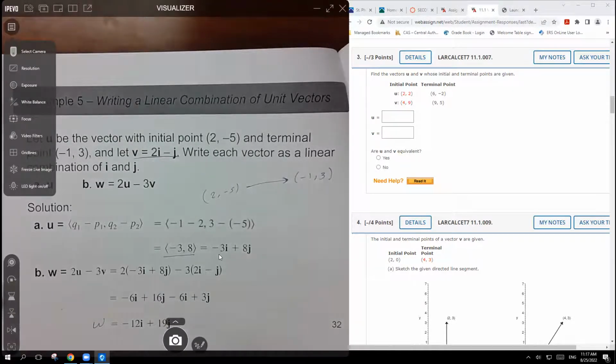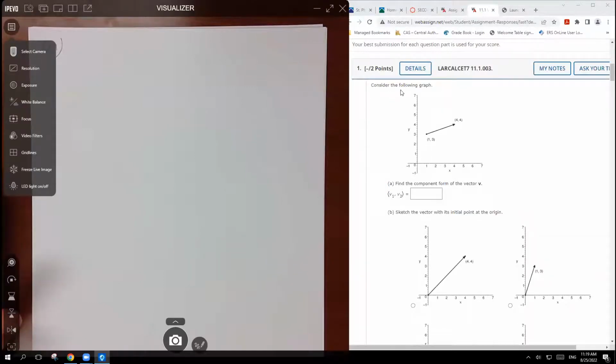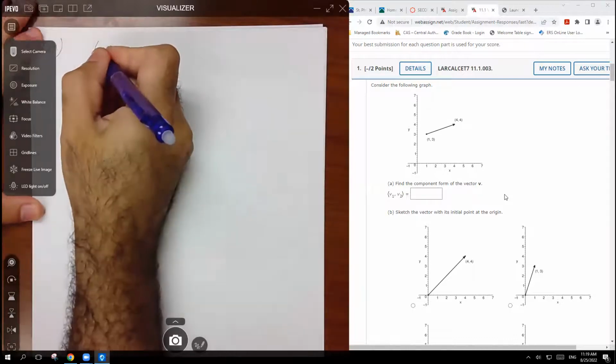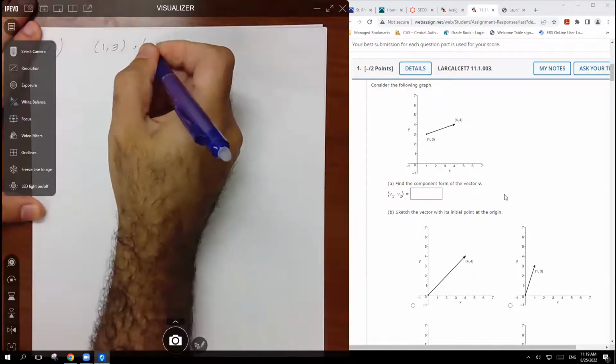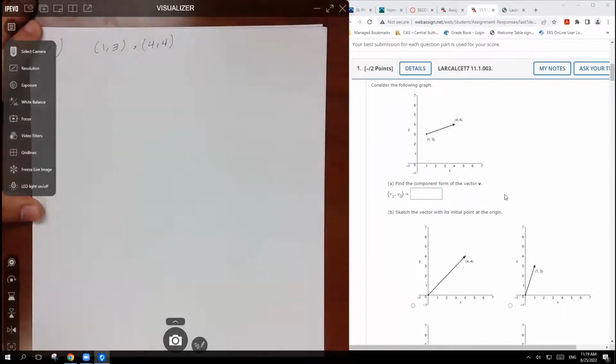Okay, so this is just a simple operation, and I'm sure there is an example like this one on the homework. What is it telling you? Consider the following graph. Check this graph. Can you see the numbers? Find the component form of V. Keep in mind, the component form of V. We have 2 points. The first point is (1, 3) and the second point is (4, 4). We need to write this in component form.